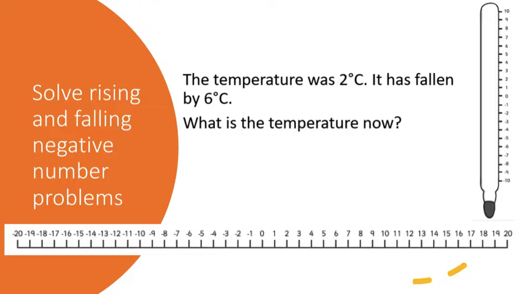Okay, let's have a look together. It was 2 degrees. It's fallen by 6 degrees. So I can fall by 2 degrees and then another 4 degrees, meaning I've fallen by 6 degrees altogether, landing on minus 4. It's a calculation that looks like this. It's 2 degrees, take away 6 degrees, and I land on minus 4 degrees C. Oh, I've missed my minus, I do apologise.